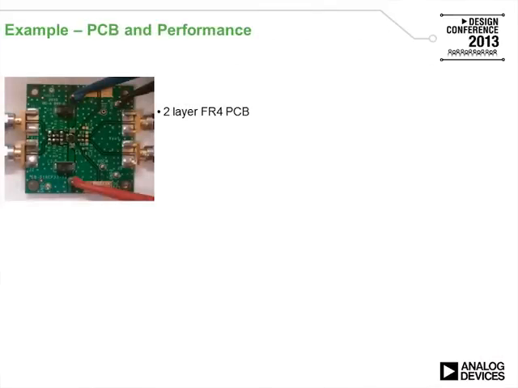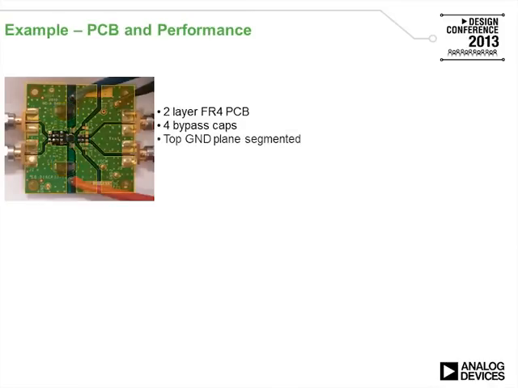Okay. Let's look at the PCB performance. Here is the 2-layer FR4. There are 4 bypass caps shown there. The top ground plane is segmented as we showed before. There is a plane cutout as shown. There are many stitching vias.